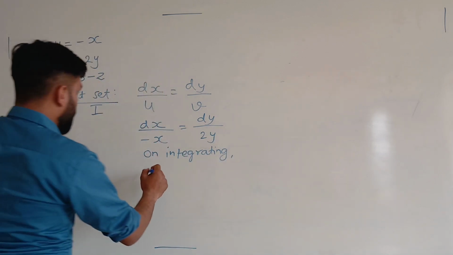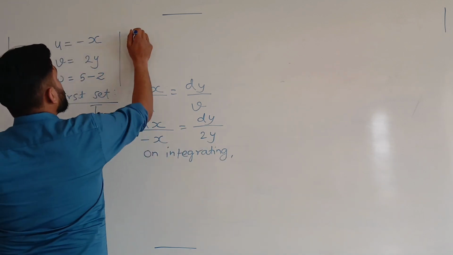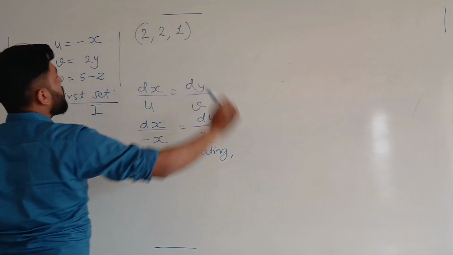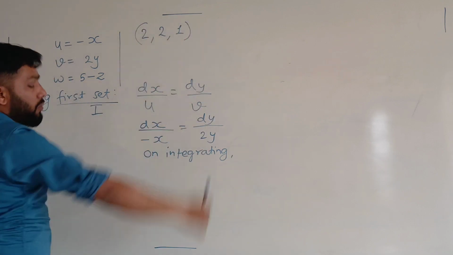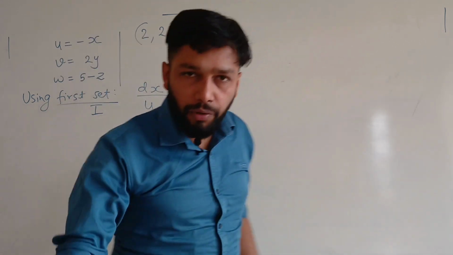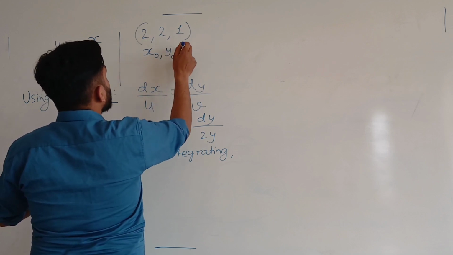Integrating. Okay, let's do a definite integral here. The point is given, that is (2, 2, 1). We are supposed to find the equation of the streamline which passes through the point. When the question gives you the point, then the point is the initial point. You have to write it like x naught, y naught, z naught.